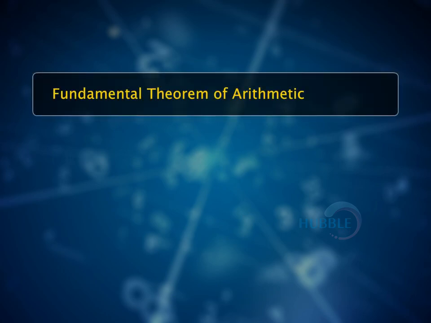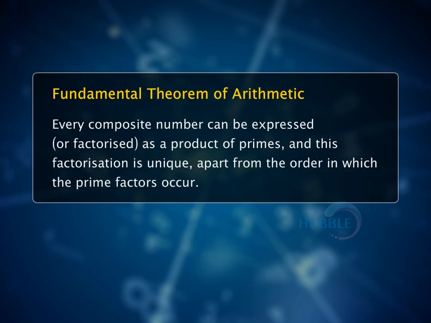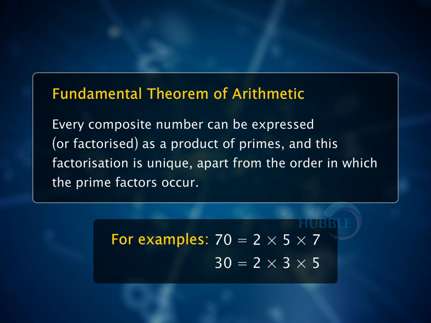We have learned the fundamental theorem of arithmetic, which states that every composite number can be expressed or factorized as a product of primes, and this factorization is unique, apart from the order in which the prime factors occur. Let's also see an interesting theorem which proves that the square root of a prime number is irrational.